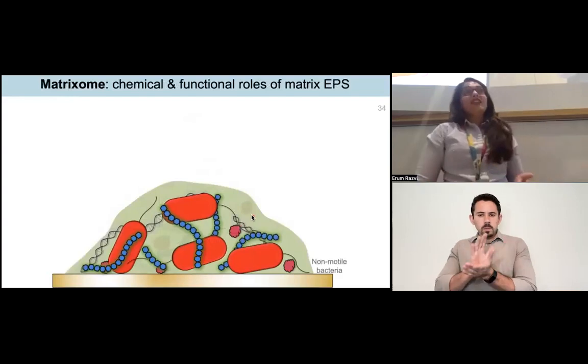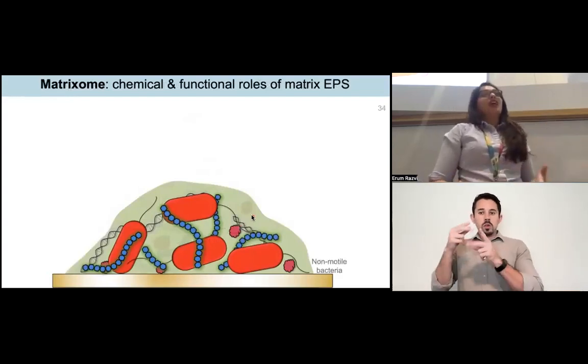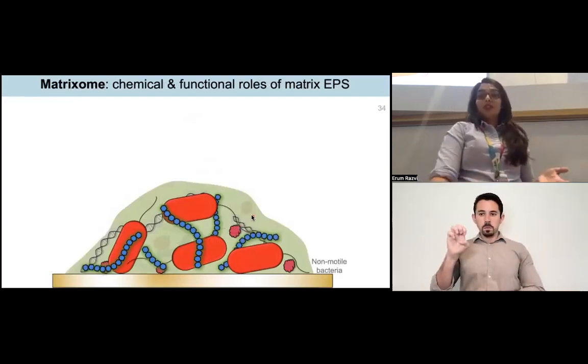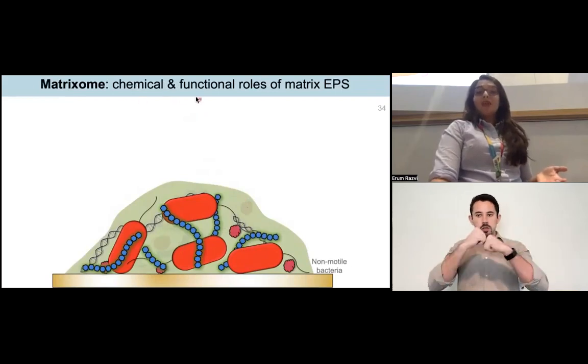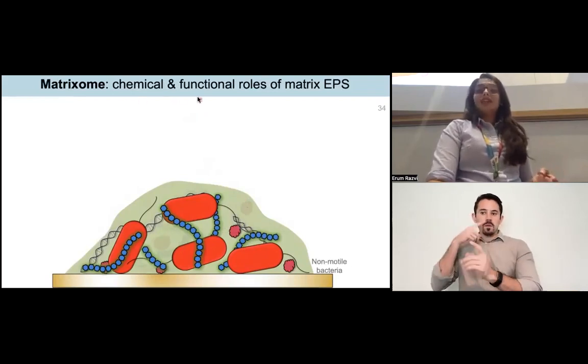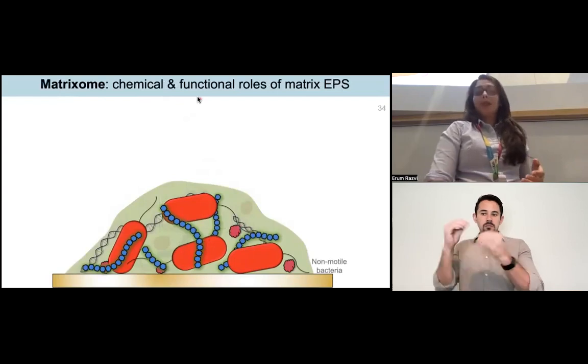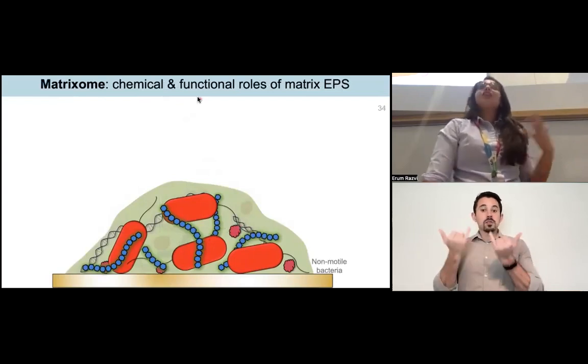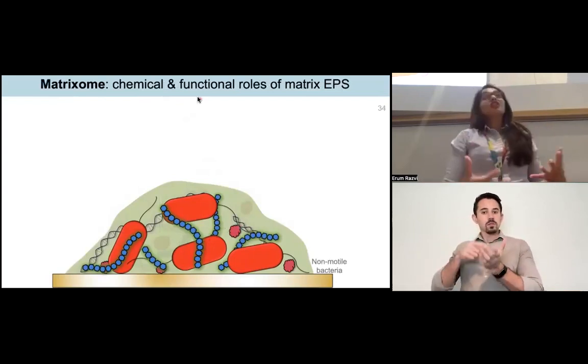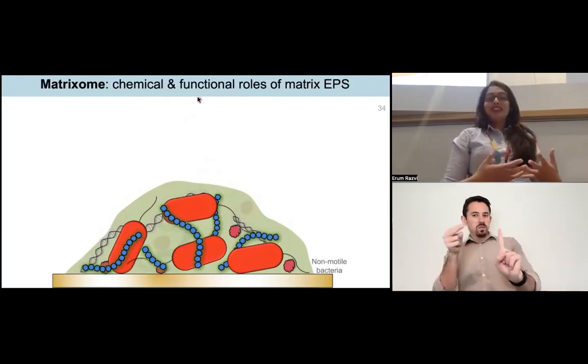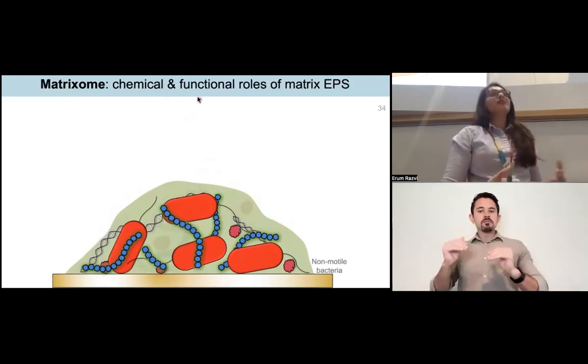To begin answering this, I took a deep dive into the literature and I came across the term matrixome, which describes the chemical and functional roles of EPS in biofilm assembly. Current biofilm literature is really pushing to view biofilms as more sophisticated entities to better reflect their complexity.